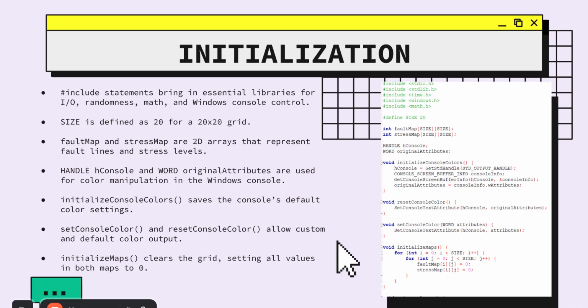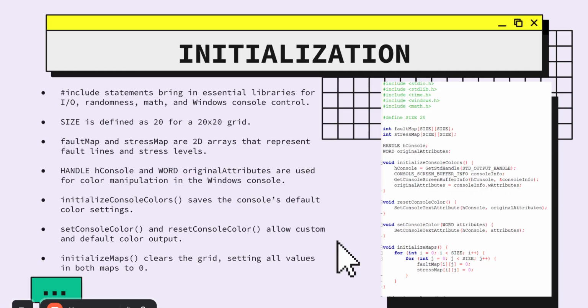So we import libraries such as stdio, stdlib, time, windows, and math. We define SIZE as 20, which creates a grid of 20 by 20. We declare a fault map array, which stores the locations of fault lines, and the stress map array, which stores the stress values at each grid point.